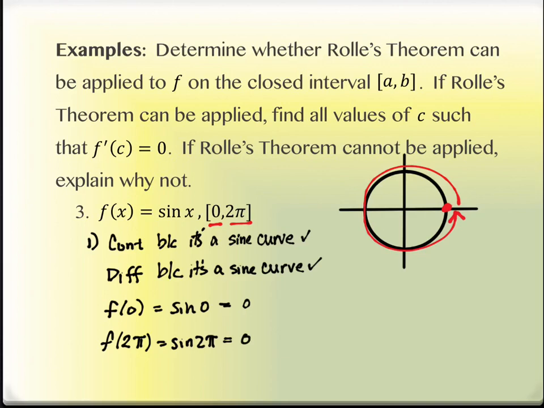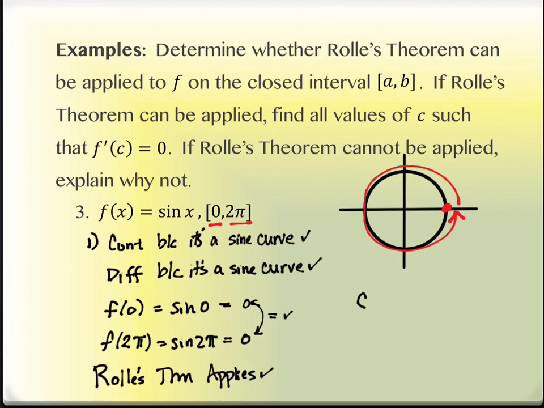Again, they don't have to both be 0, although example 1 and example 3 both were. The point is that they match, right? They need to match. So we've verified three conditions, which means Rolle's theorem applies, right? So it should mean that we were able to do what the theorem said we're able to do, which is to take a derivative and set it equal to 0 and find a location.